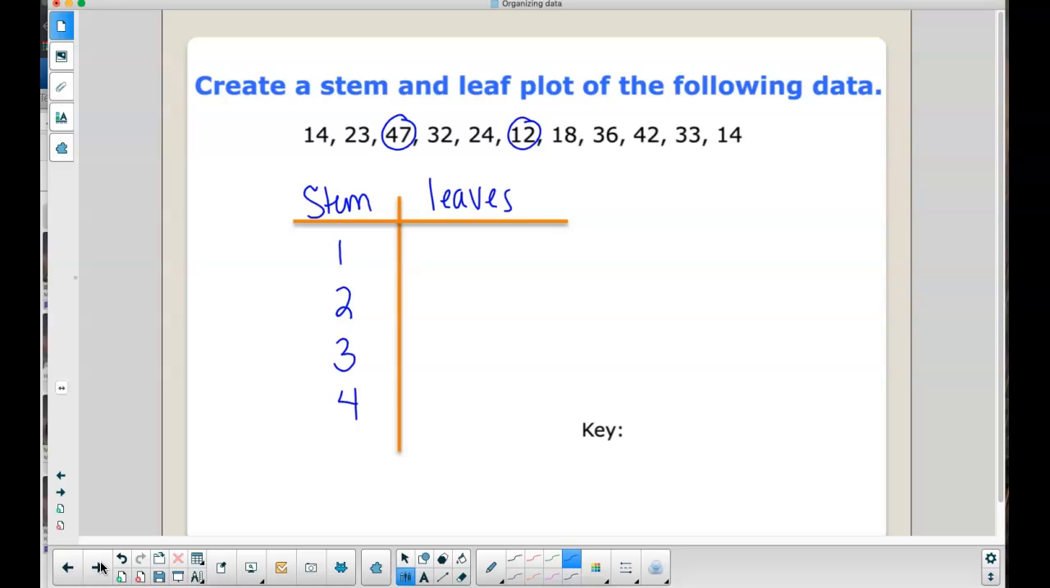Okay, then we're going to go to the leaves. And they have to go in order from least to greatest. So I see I have a 14, a 12, an 18, and a 14. I don't put the 1 because the 1 is already there. But then I need the 2, 4, 4, and 8. You don't put any commas between them. You just write them next to each other. Okay. Then we do the next column, which is the 20s. So I have 23, a 24. I only have 2. So what number should I put as leaves?